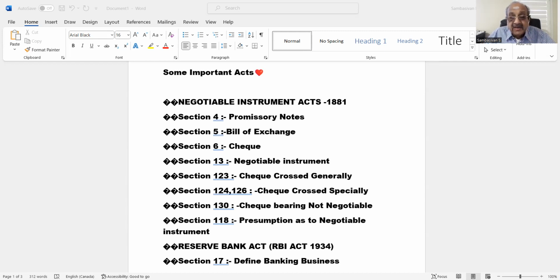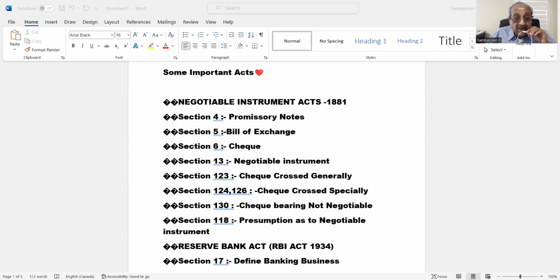Account payee crossing does not find a mention in the NI Act. It has come to stay in practice. The purpose of crossing account payee is to restrict the payment to the payee only. Account payee crossing is an instruction to the collecting bank. Not negotiable crossing is a caution to the bank collecting the check for the transferee.